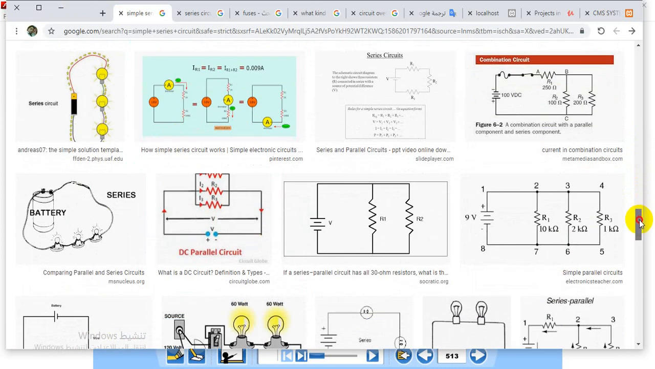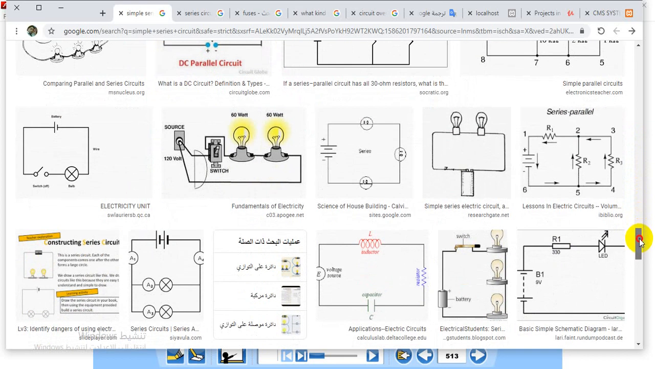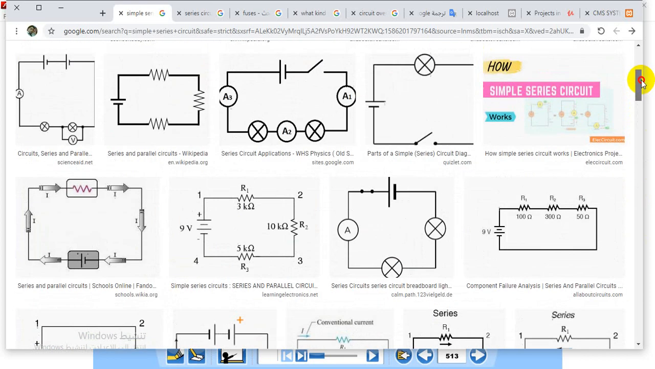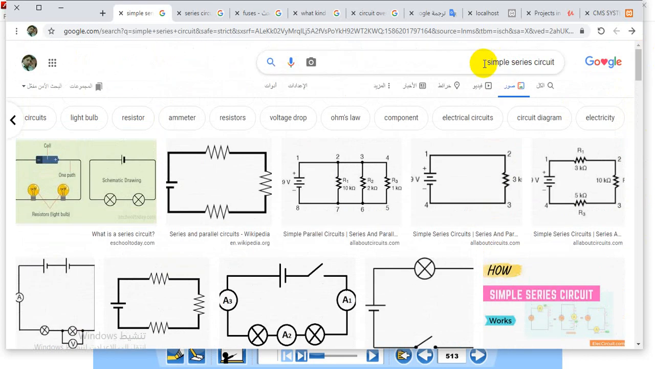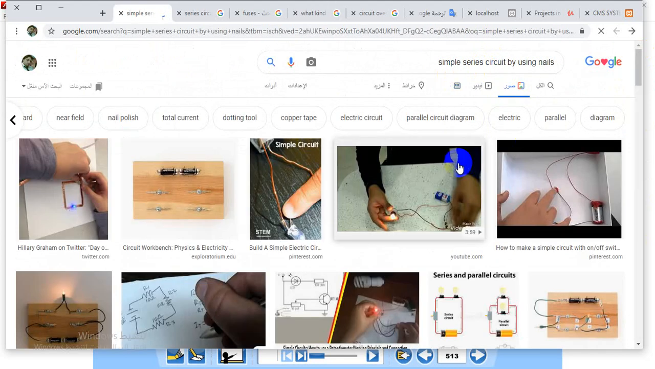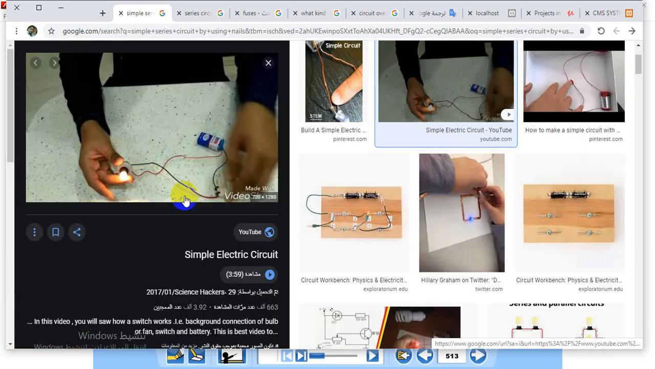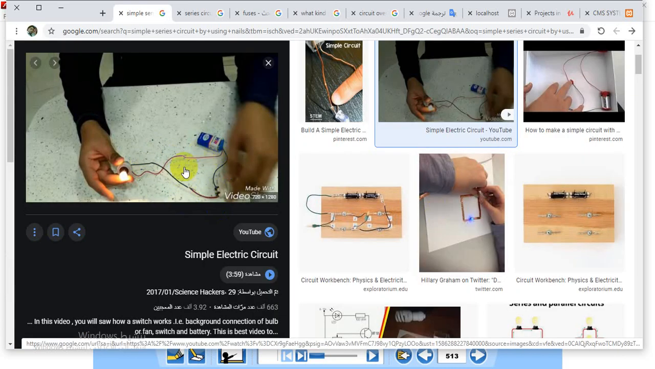Made in home. Okay, made in where? In home. Okay, let's see if we can find something, or by using nails. Yes, here I can find something simple. See, like this one or this one. Let's see this one. I think this one is a good example.